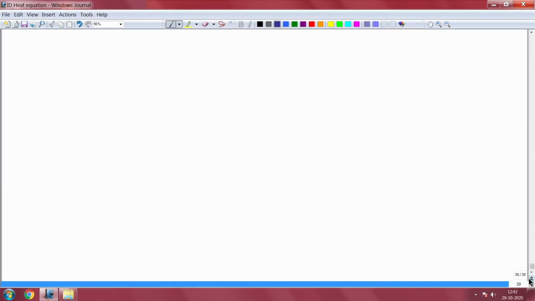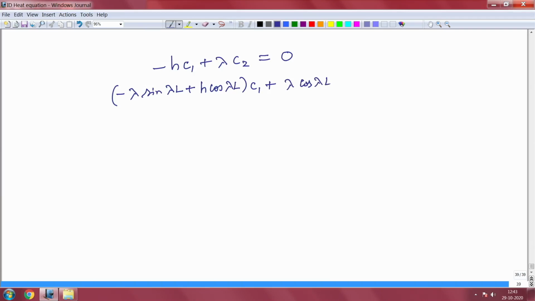So, let me write that. So, you have minus h C1 plus lambda C2 equal to 0, and another one, big expression: (minus lambda sin lambda L plus h cos lambda L) C1 plus (lambda cos lambda L plus h sin lambda L) C2 is 0.